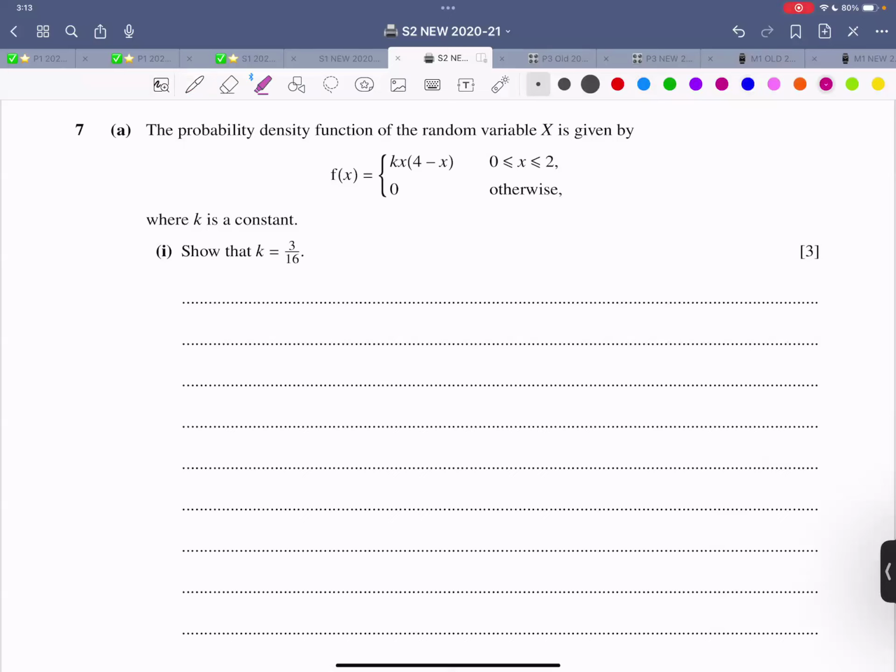What is this last question all about? The last question is about CRV. It says the PDF, probability density function, of a random variable x is given by Kx(4 minus x) when x lies between 0 and 2, and 0 otherwise. K is a constant; show that K is 3 over 16. That is the first basic part.